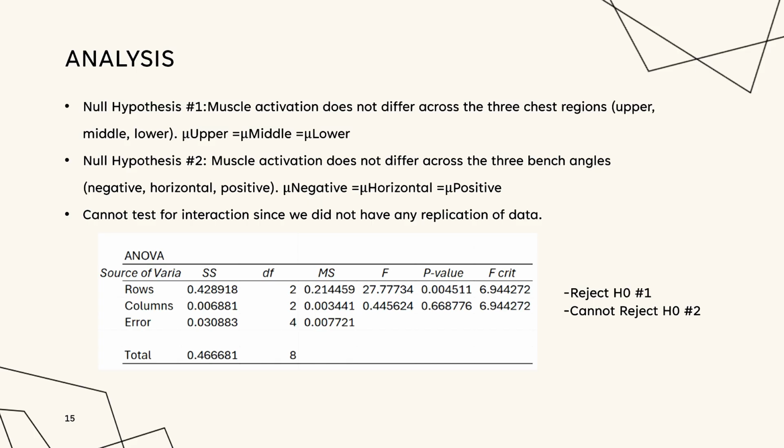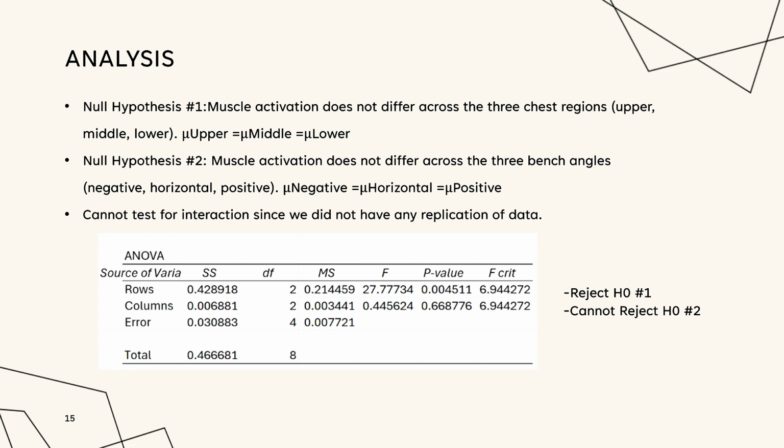Now, on to our analysis. We performed a two-way ANOVA test on our data. We tested 2 null hypotheses, the first one being that muscle activation does not differ across the 3 chest regions. Our second null hypothesis was that muscle activation does not differ across the 3 bench angles. And we could not test for interaction since we did not have any replication in our data.